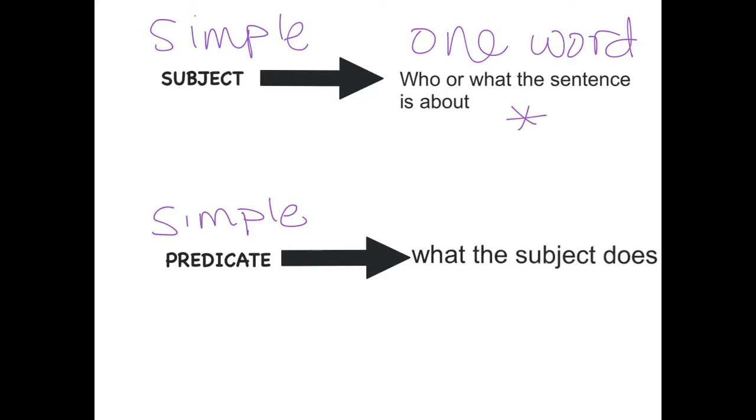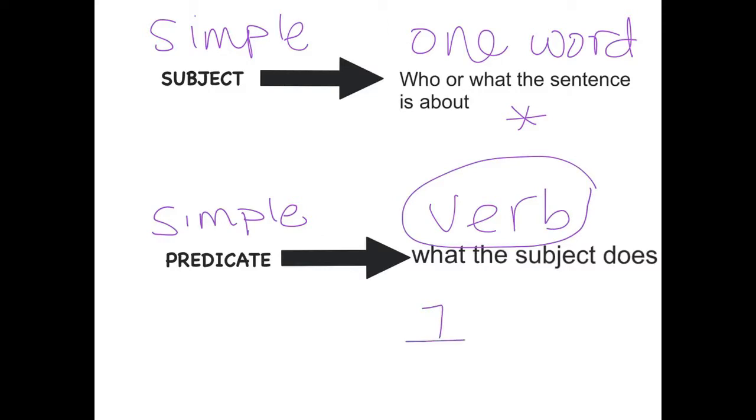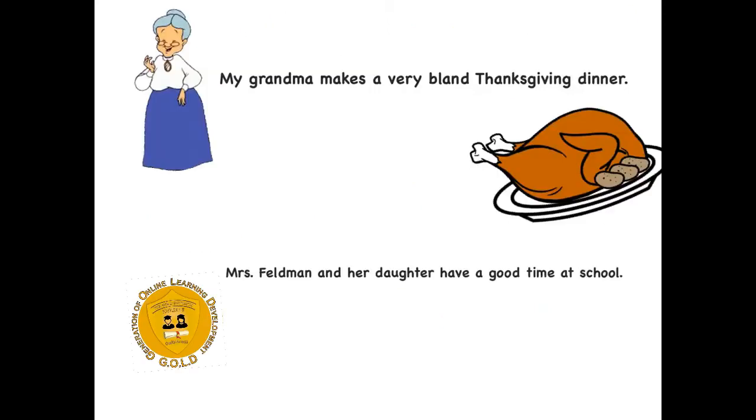The simple predicate, remember, is what the subject does. So what word could we use to describe that? We would use the verb. Now, keep in mind that a verb might have more than one word, okay? Run would be one word, right? But will clean would be two words, okay? So the verb could be more than one word, but the simple predicate is the verb.